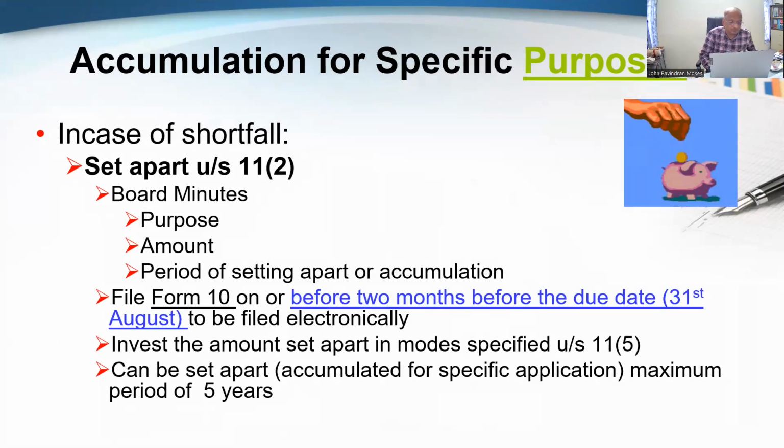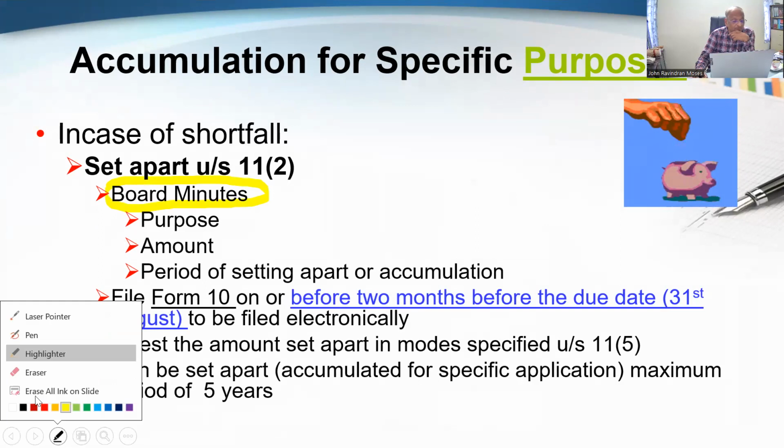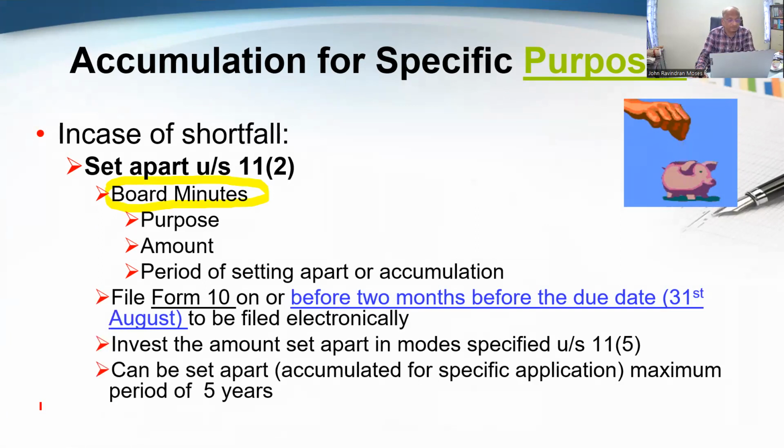Good. Okay, great. So this is a conscious decision of the board. This is not happening just like that. You take a conscious decision to save money for a particular purpose. So what do you do? The board takes a decision and then they say that we are saving so much amount this year for X purpose, and this amount will be spent within this particular period.